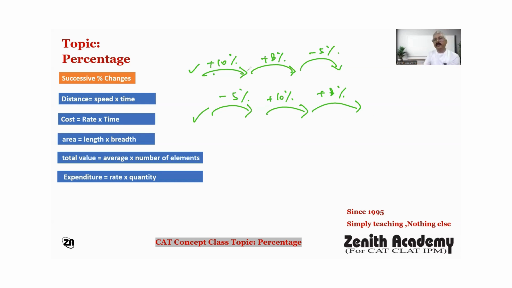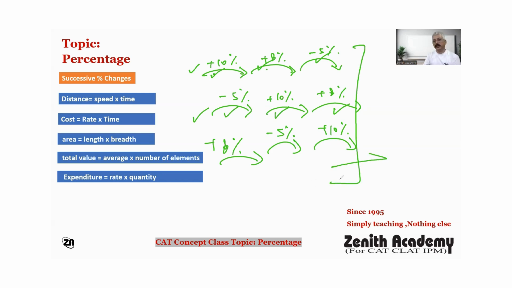Like 10% increase, 8% increase, 5% decrease. Order doesn't matter, correct? Order will never matter. Like 8% change, then minus 5%, then plus 10%. Net percentage change will always remain same in all these cases. So this is also a very important concept.